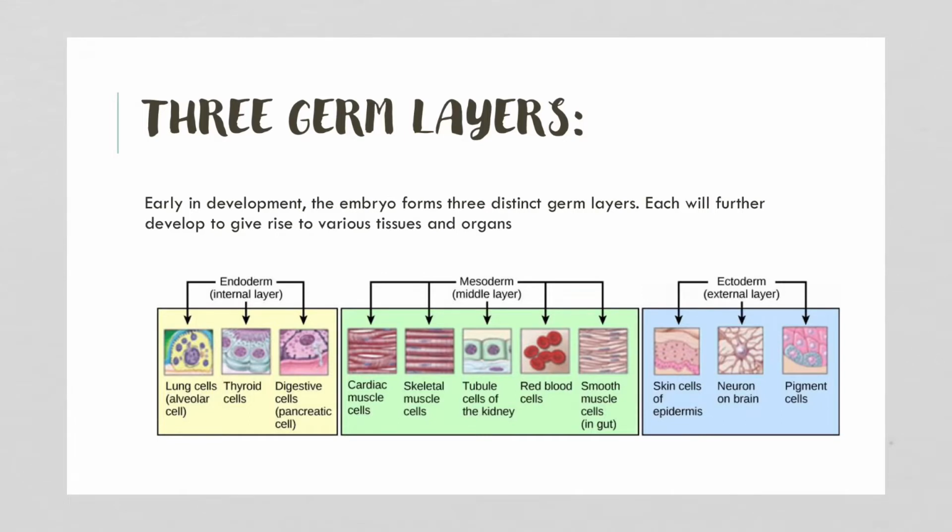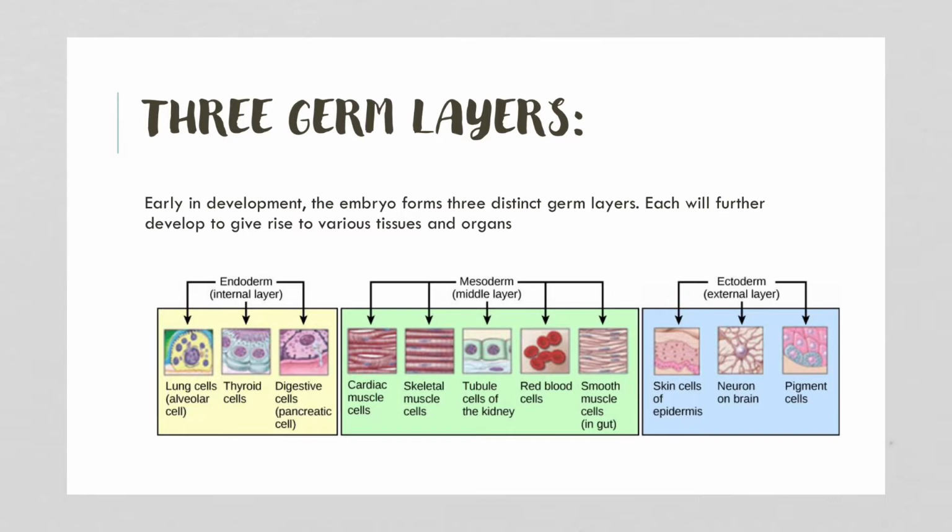We have three germ layers that are developed early in development. So the embryo forms three distinct what are called germ layers, and each of those germ layers will further develop to give rise to various tissues and organs. So remember, right after fertilization, the zygote keeps dividing without specializing. So all of those cells are totipotent stem cells. They can become any type of cell in the body.